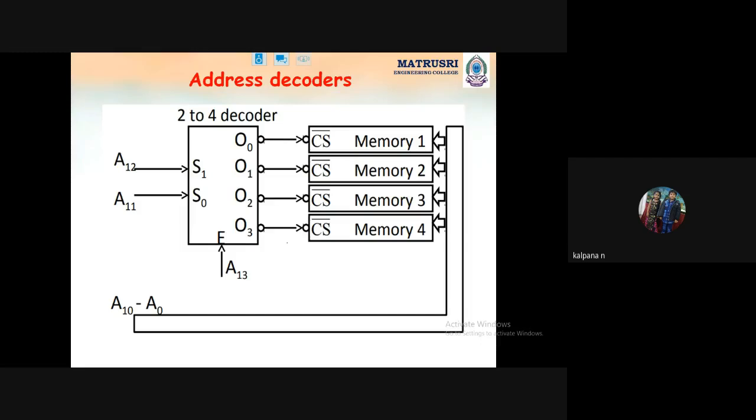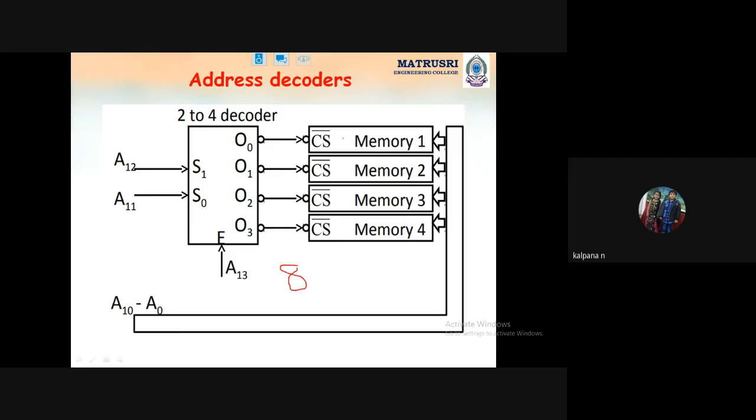For this decoder, the input should be 3: 1, 2, 3. The inputs should always be address lines. Among the 16 address lines, we can choose any 3 address lines for the decoder. Here I have taken as example A11, A13, A12. According to the problem, we can choose any. So 3 address lines are given, and this is the decoder. 2 power 3: how many outputs will we get? 8.